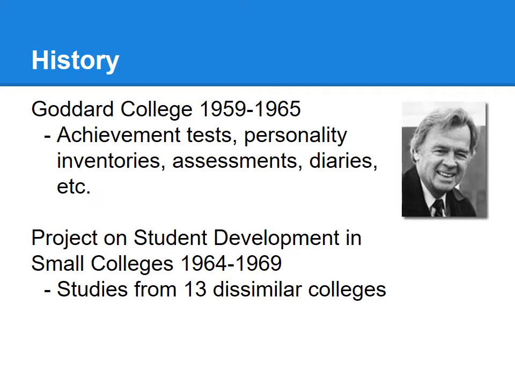So in the late 1950s and 60s, Arthur Chickering worked at Goddard College, where he was responsible for evaluating the impact of innovative curricular practices on student development. Pretty cool job, huh? He also worked in the late 1960s as the director for the Project on Student Development in Small Colleges. Again, cool job.